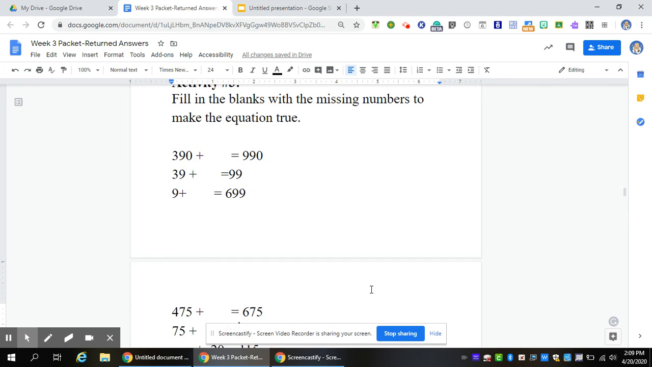All right, in activity 3, this is pretty straightforward. They're going to fill in the blanks with the missing numbers to make the equation true. So they're going to think 390 plus what is 990, and they'll simply just type in that number in the blank area. All right, moving on to science.